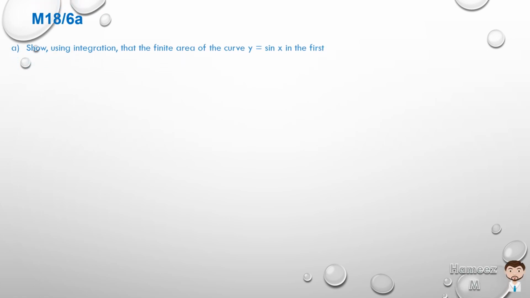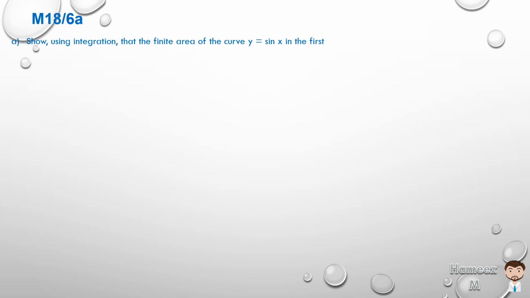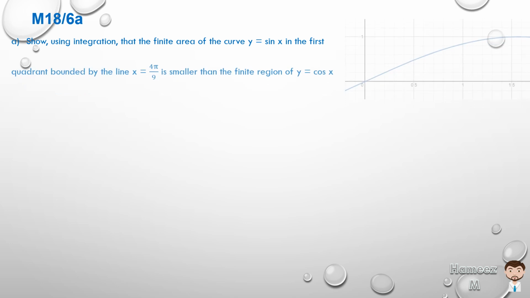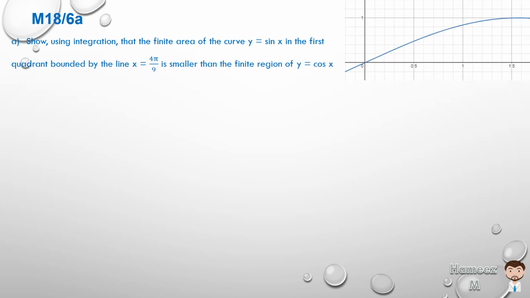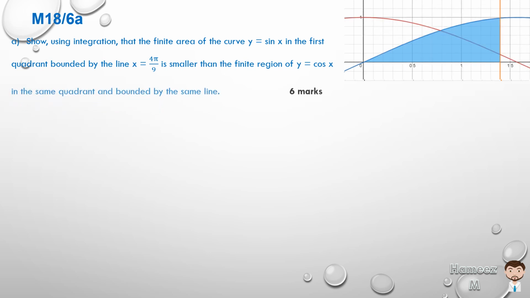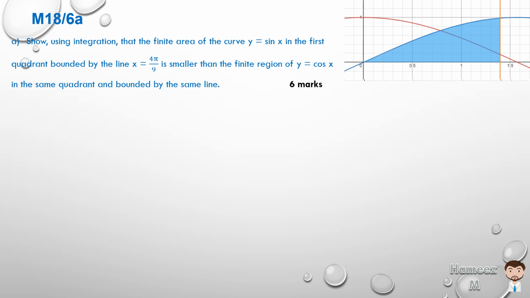May 2018, number 6a, show using integration that the finite area of the curve y is equal to sine x in the first quadrant, bounded by the line x is equal to 4 pi on 9, and of course, the area of that in blue is smaller than the finite region y is equal to cos x in the same quadrant and bounded by the same line.